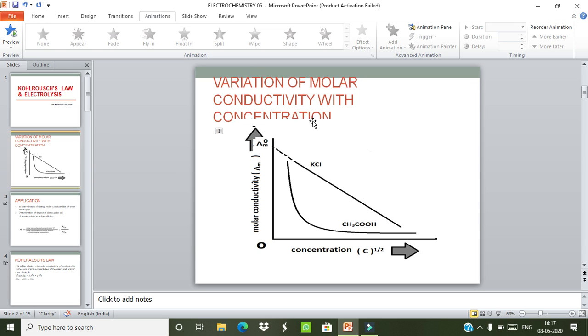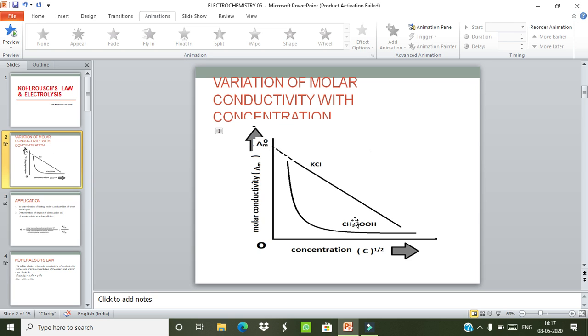That graph we explained in our previous lecture, but the important thing we have to utilize from this graph is that we use it to find limiting molar conductivity. You can see easily that if you draw the curve of KCl, then that curve intersects the y-axis at a particular point that is called lambda m naught. That means limiting molar conductivity.